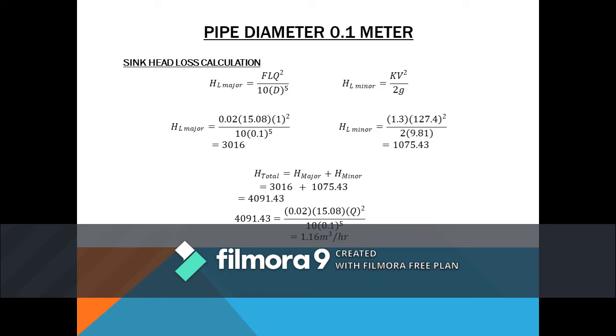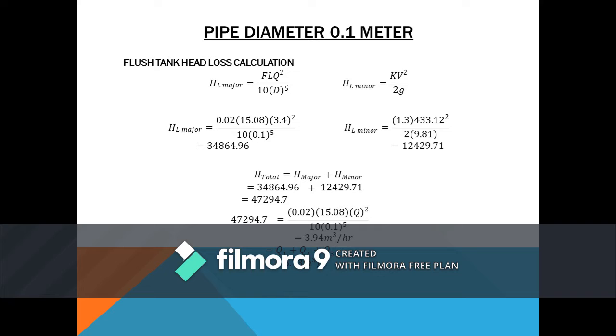Using the same formula as for the shower head loss, we can calculate the sink head loss as well. HL major is f L Q squared over 10 D to the power 5. So we got HL major as 31016. HL minor is also the same, 1075.43. So H total is H major plus H minor. We got 4091.43. Using back the formula for HL major, we can get 1.163 meter cube per hour.